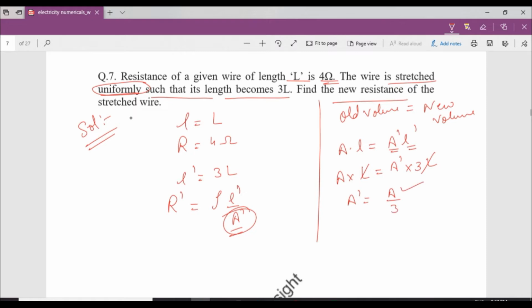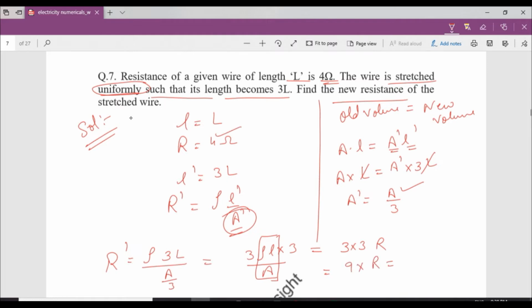Now we will substitute it here and we get R dash is equal to rho, L dash is 3L, upon A dash is A by 3. So it will be equal to 3 rho L into 3 upon A. Rho L upon A gives you the old resistance. So 3 into 3 into R, which is 9 times R. The value of R is 4 ohms, so the answer comes out to be 36 ohms.